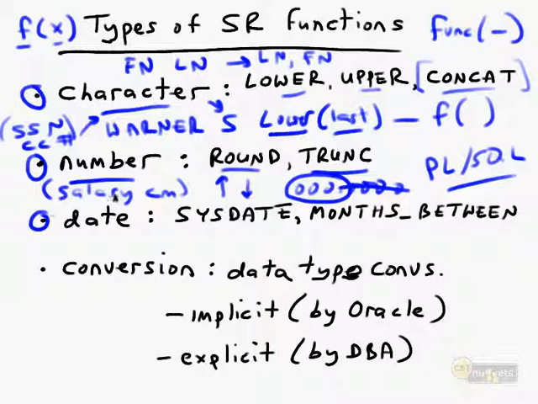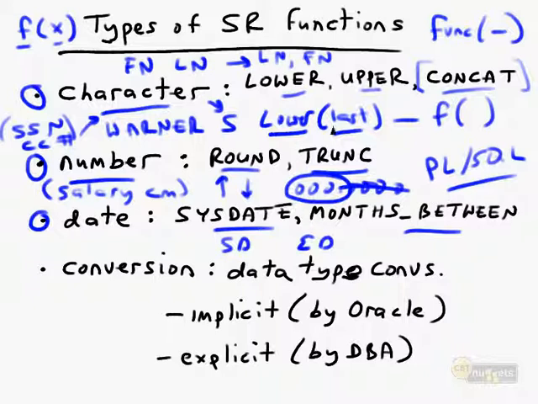With regard to date data type, we have sysdate that can pull the current server's date and time from what's stored in BIOS. Months between can give you a number, the scalar value, as the number of months between a starting date and an ending date. These can be really useful again when you're doing salary projections, inventory reporting, etc.